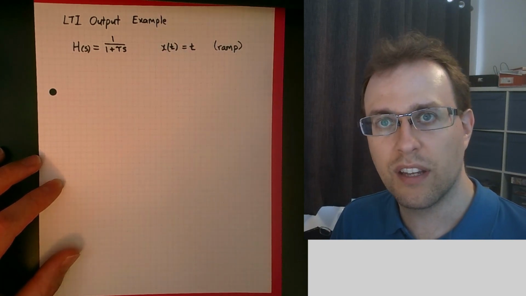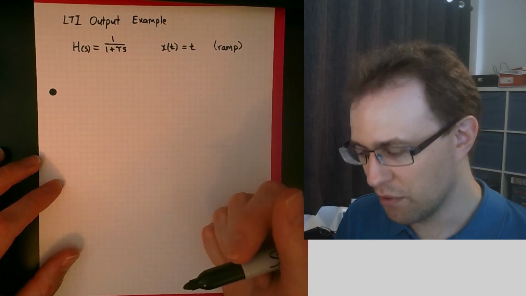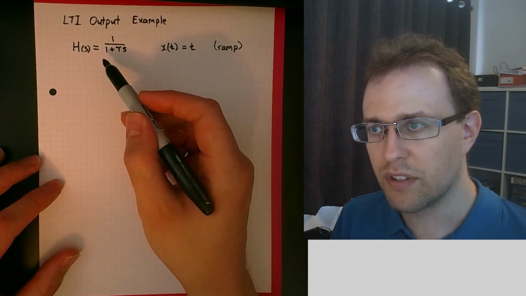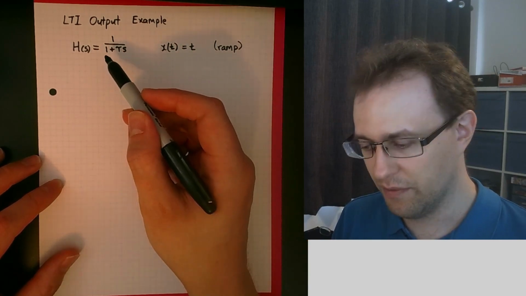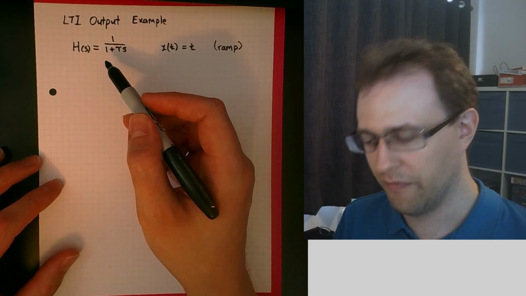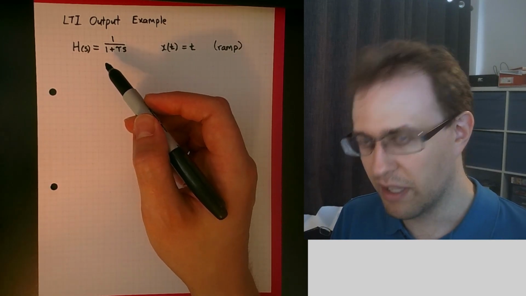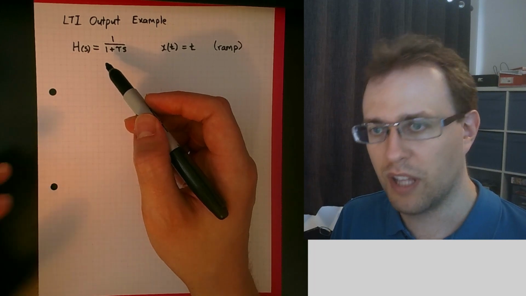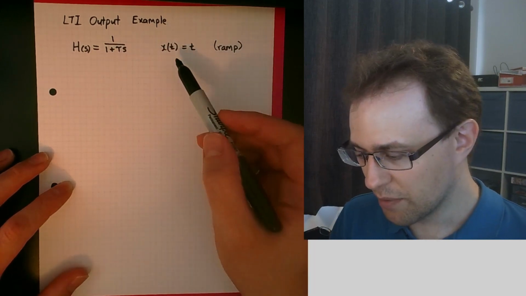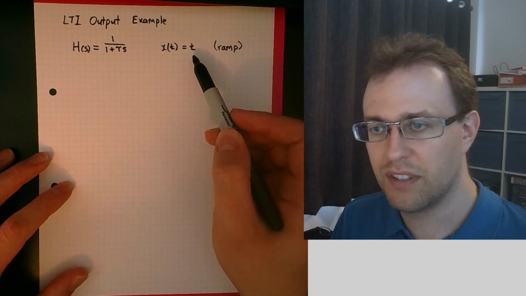We won't get into the details right now. We'll do that in a future video. But this is actually a simple low-pass filter. So the transfer function of a simple low-pass filter. Low-pass filters are used in many applications, like audio subwoofers and wireless communications. So here we're given x(t) equal to t.